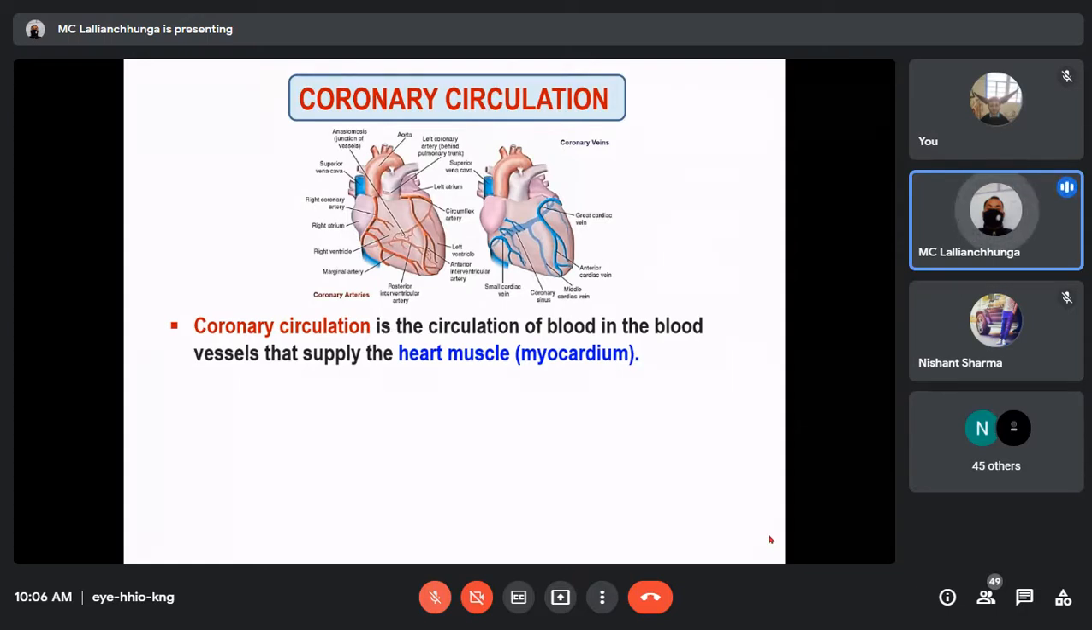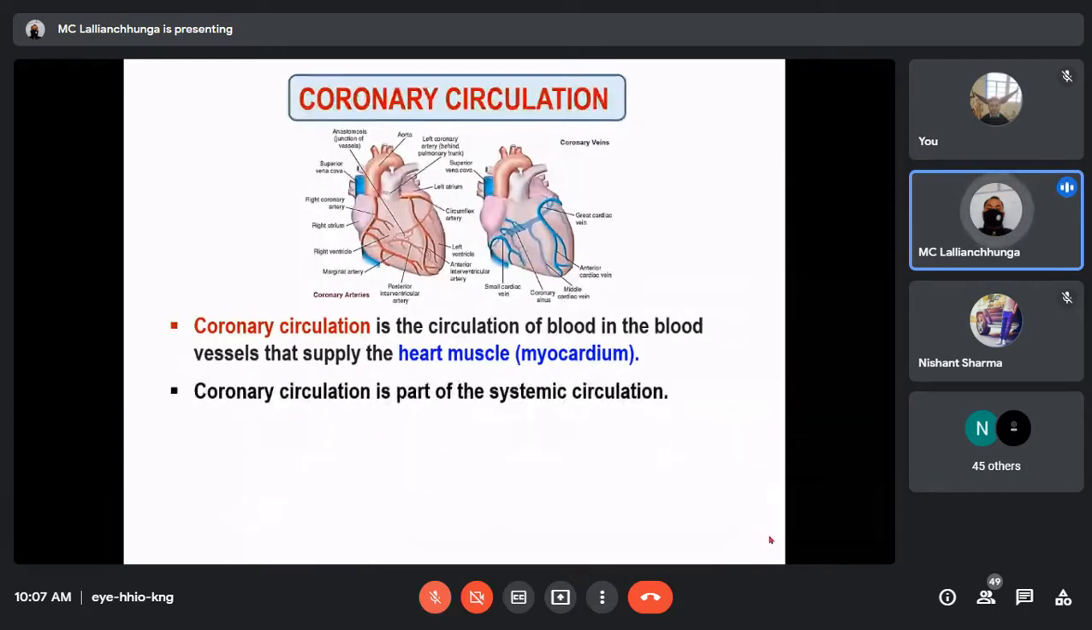Earlier we talked many times that the blood is pumped out of the heart. The chambers of the heart are filled with blood, and it will be pumped out, and it will be filled again with blood. All those things we have already discussed. But in the case of coronary circulation, these are the blood vessels which supply the tissues of the heart.